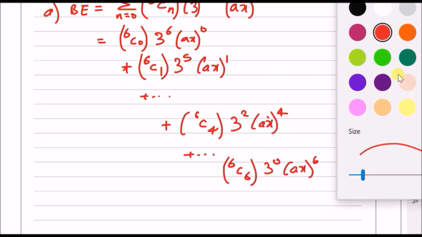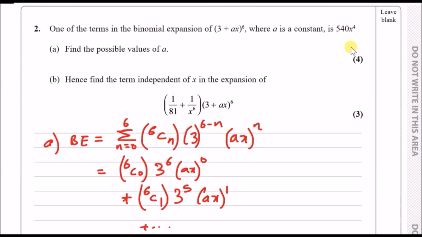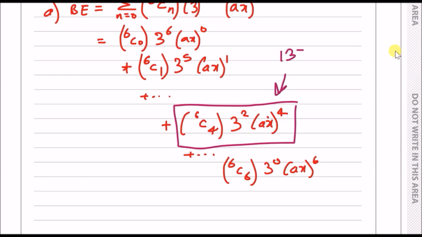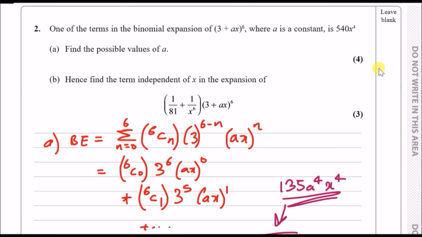Because they want us to match some term which is x to the power 4, we're actually looking at this term right here. If you put 6 choose 4 times 3 squared in your calculator, you'll get 135, and then you can just expand this little bracket. You get a to the power 4, x to the power 4. Looking at this carefully, you've got 540 x to the power 4 and 135 a to the power 4 x to the power 4.